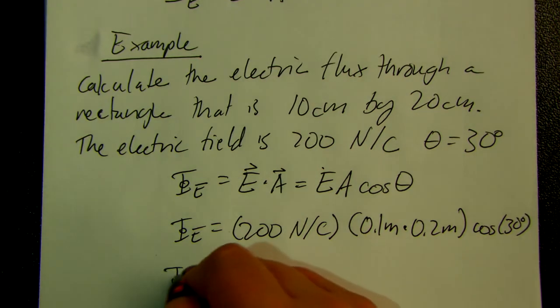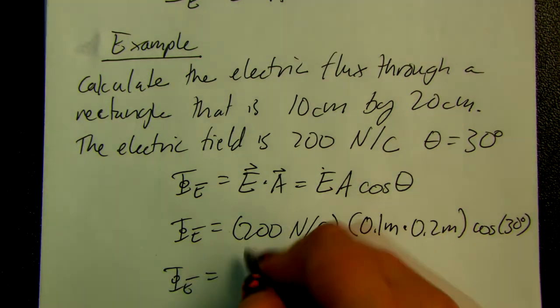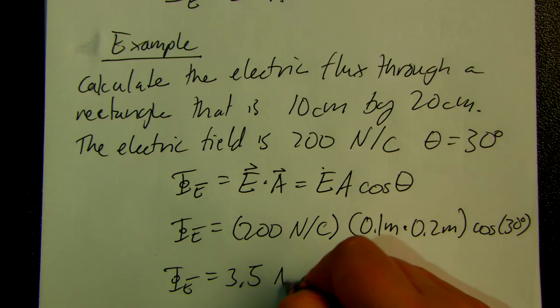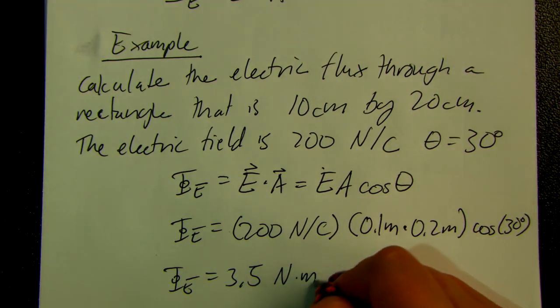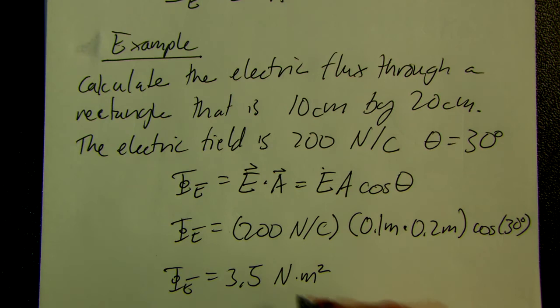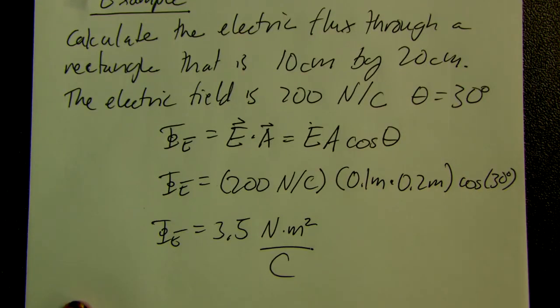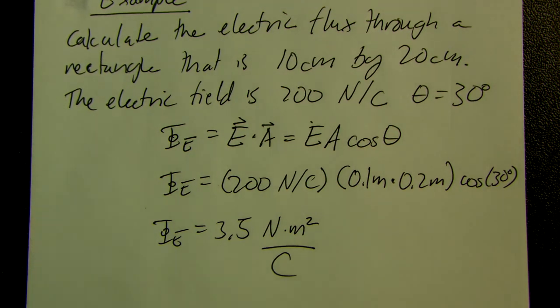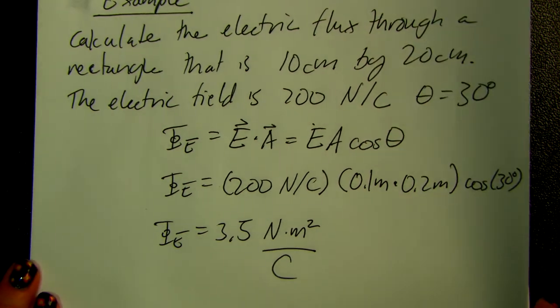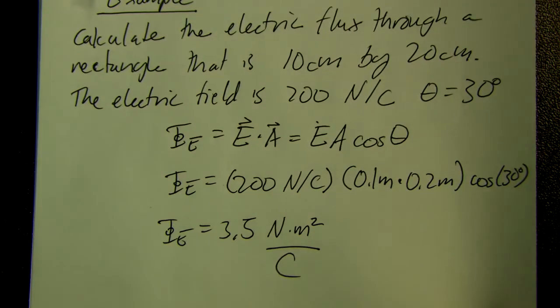And so we get our electric flux is equal to 3.5 newton meters squared per coulomb. So flux is in units of newtons per coulomb times meters squared: field times unit area. All right, so pretty straightforward so far. Let's do another definition and a few more conventions.